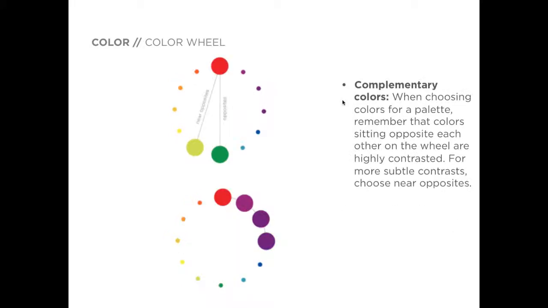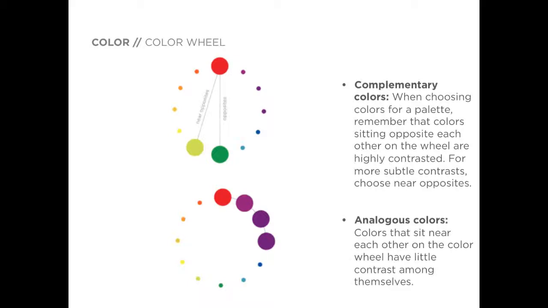Complementary colors. When choosing colors for a palette, remember that colors sitting opposite each other on the wheel are highly contrasted. For more subtle contrasts, choose near opposites. Analogous colors, colors that sit near each other on the color wheel, have little contrast among themselves.